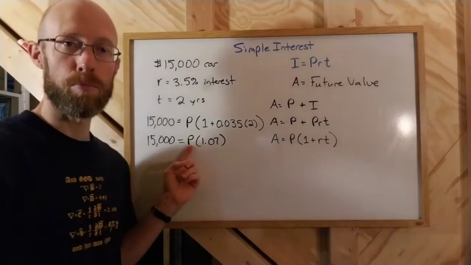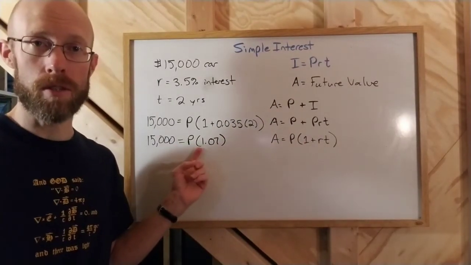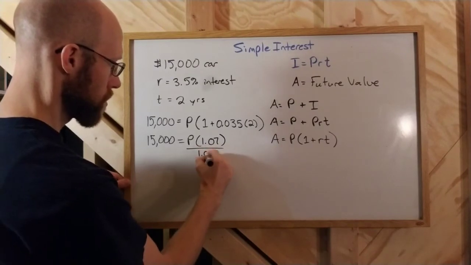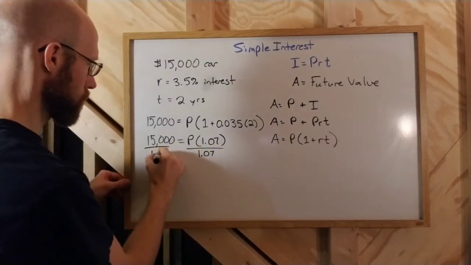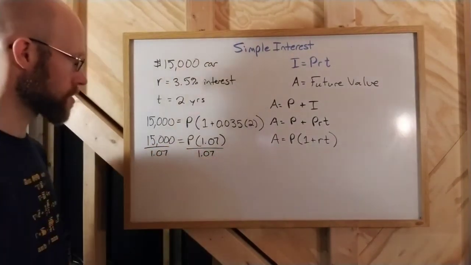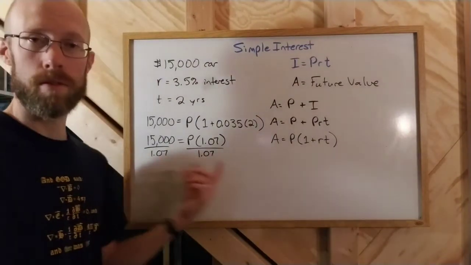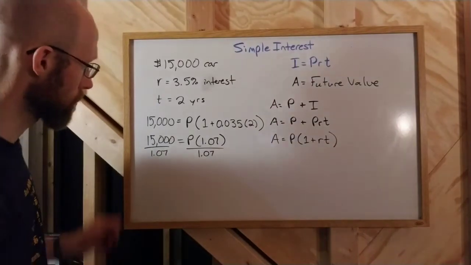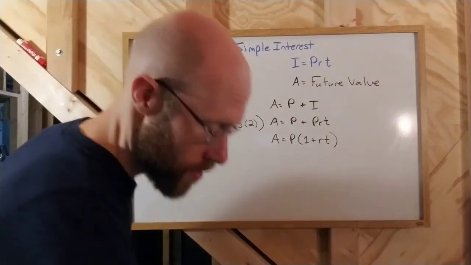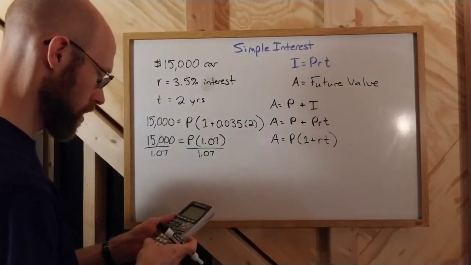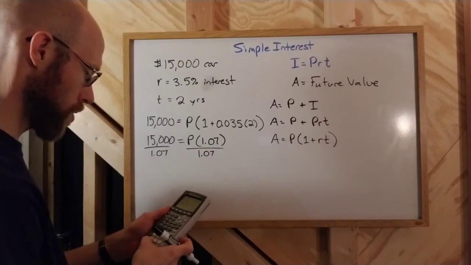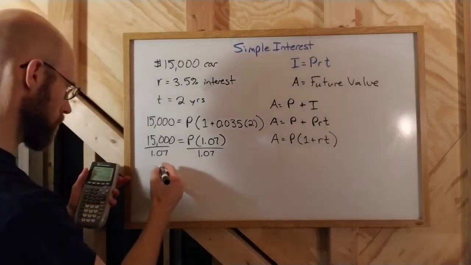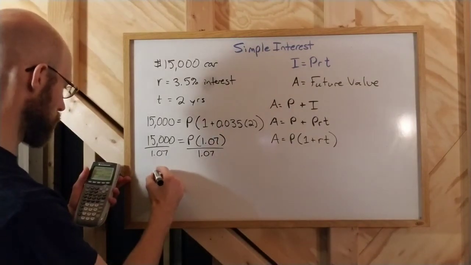Now to solve for P, you do the opposite operation. Instead of multiply, you divide. So we divide both sides by 1.07. Of course, we do that because we want to do the same thing to both sides of an equation to keep it balanced out. Okay. And if I do that calculation, 15,000 divided by 1.07, of course this is not going to come out evenly, so we're going to have to round at some point.